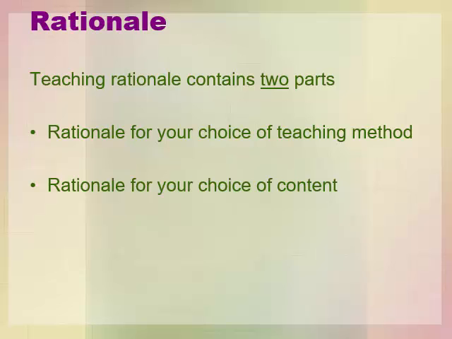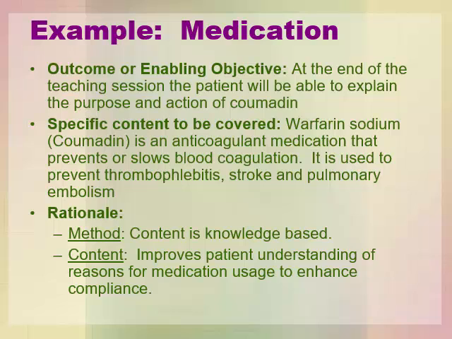So let's look at an example again. We're going to talk about medication. So our outcome for this medication example is at the end of the teaching session, the patient will be able to explain the purpose and action of Coumadin. Specific content that's going to be covered is that Coumadin is an anticoagulant medicine that prevents or slows blood coagulation. It is used to prevent thrombophlebitis, stroke, and pulmonary embolism.